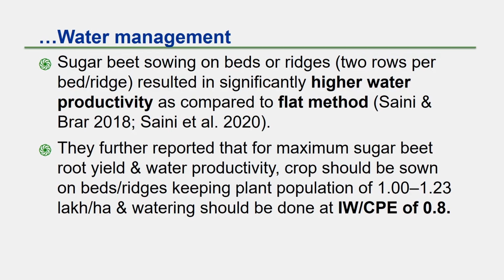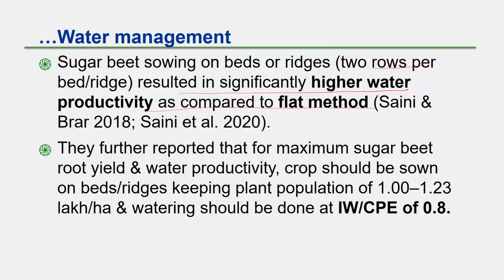Sugar beet sowing on beds or ridges, 2 rows per ridge, resulted in significantly higher water productivity as compared to the flat method. As students know, this crop is planted by 2 methods, one is the flat method, the other is the ridge and furrow method. In ridge and furrow method, this crop is planted on the ridges. Normally 2 rows are planted, and you have furrows also. In this case water saving is there, and because of water saving, the irrigation water use efficiency and water productivity are more in ridge and furrow system compared to flat method of planting.